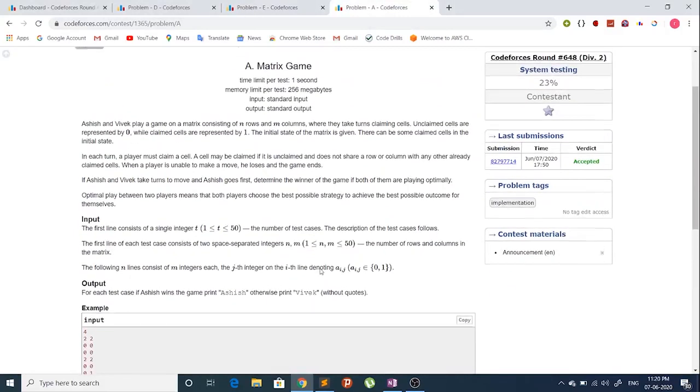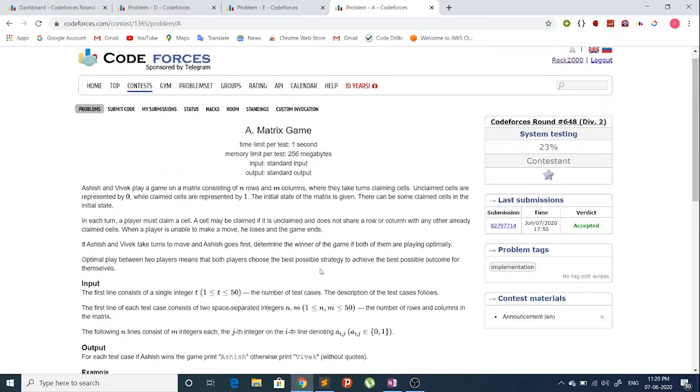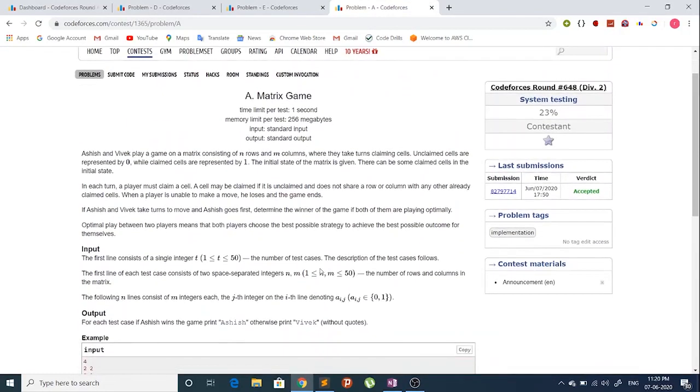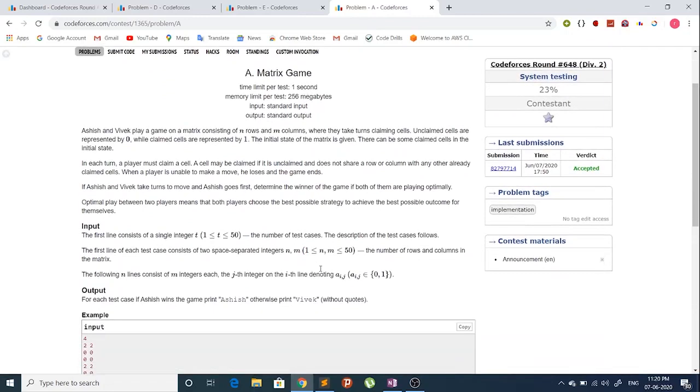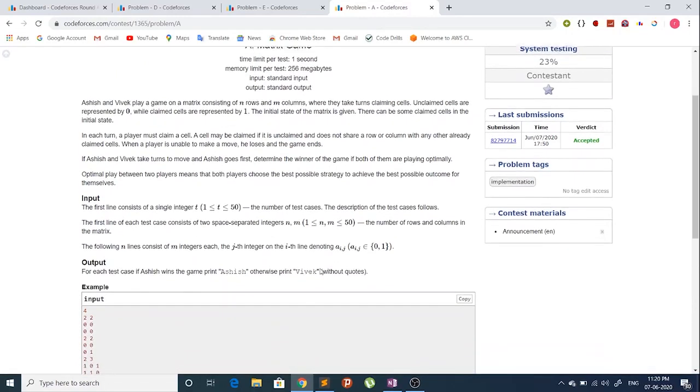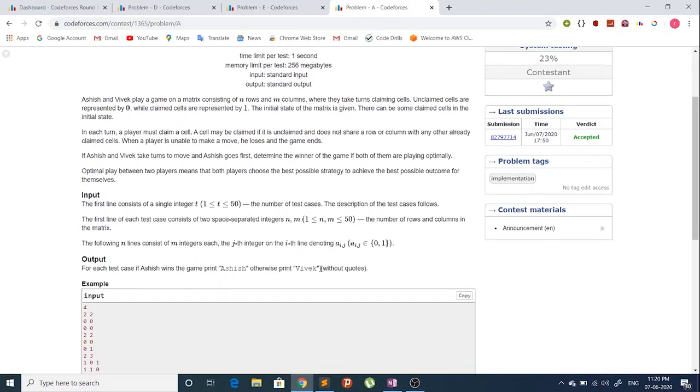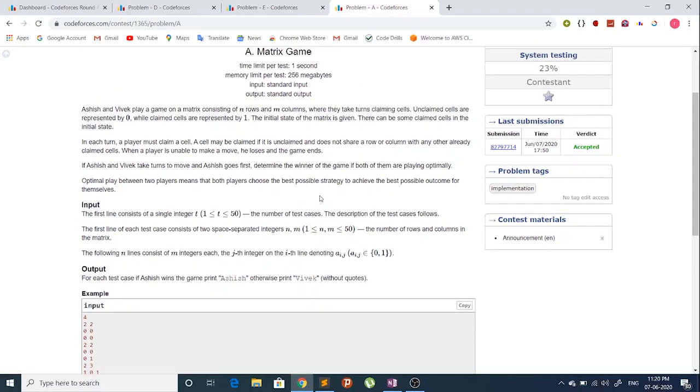The problem A was Matrix Game, and here in this problem we have a matrix of n rows and m columns, and unclaimed cells are represented by 0 while claimed cells are represented by 1. So if Ashish goes first, who will win? The loser will be the one who is unable to make a move. And you can claim a cell only if there are no cells in that row or column which were claimed earlier.